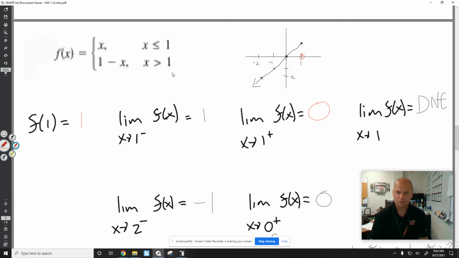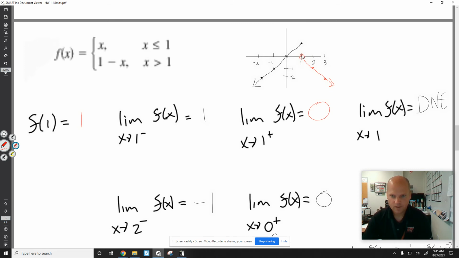And then from there, if I plugged in 2, 1 minus 2, negative 1. I'm down here. If I plugged in 3, 1 minus 3, negative 2, down here. If you could create this graph, then you can easily see our answers.